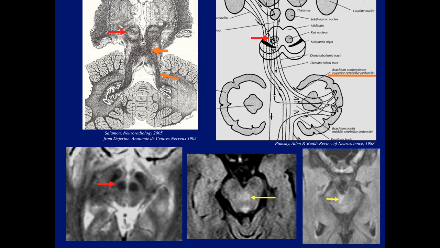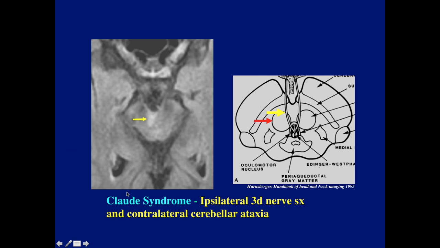Now, again, on this coronal anatomic specimen, this is the superior cerebellar peduncle, this is the decussation, and the fibers continue to the red nucleus, as we can see here, crossing over to the red nucleus. So again, if you have a stroke in this location, you'll end up with a Claude syndrome, just as we can see here. So that would involve the region of the red nucleus, as well as where the fibers of the third are traveling. So again, ipsilateral third nerve symptoms and contralateral cerebellar ataxia, because the stroke is right in this location, involving the red nucleus and the fibers traveling of the third nerve.